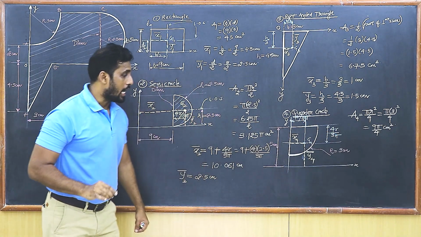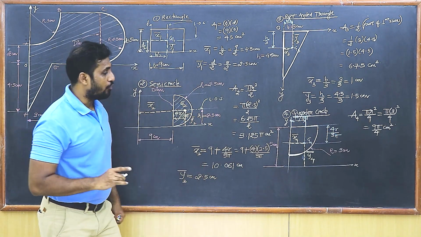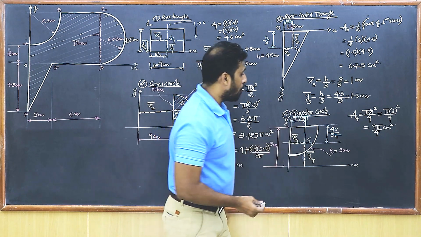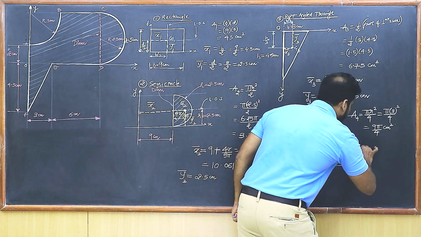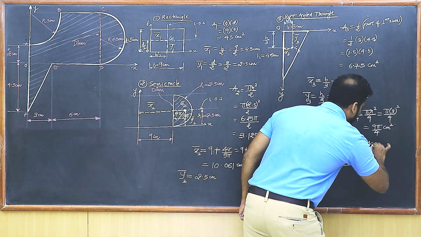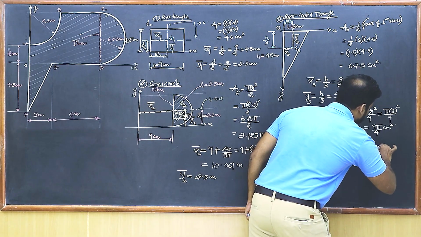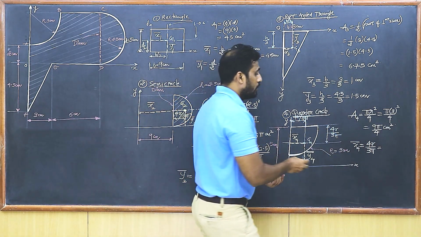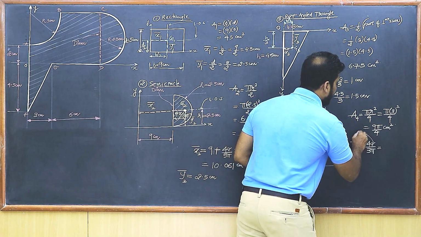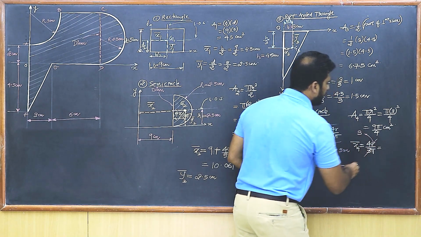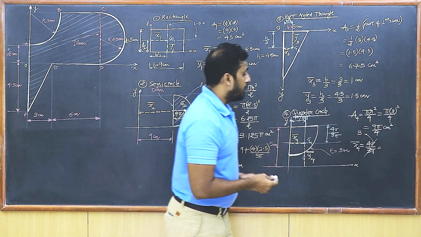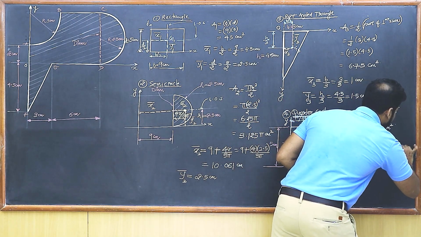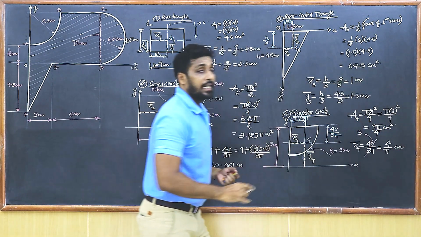That's the area for the quarter circle. So that's A4. Now likewise, let's get X4 bar. X4 bar is simply 4r upon 3 pi. So I write here X4 bar is 4r upon 3 pi. And I know that the radius is 3. So this radius and this 3 will get cancelled. You get 4 upon pi centimeters as X4 bar.